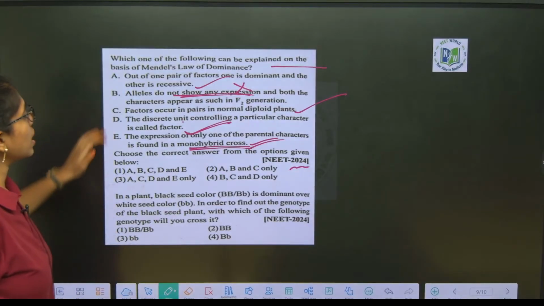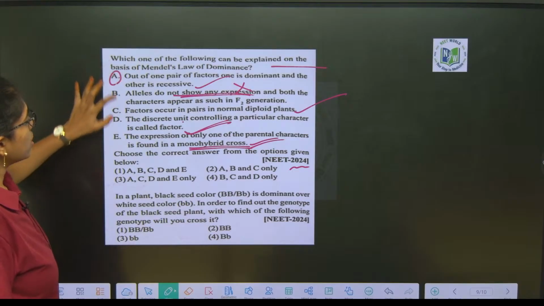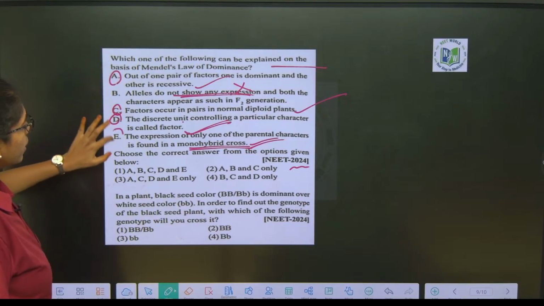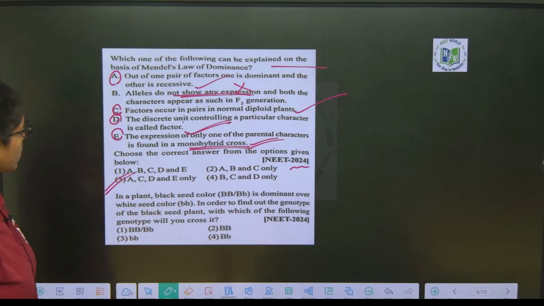So, here except B, all the other statements are correct, that is A, C, D and E. Option 3 is the right answer. Next question you look into, ma.